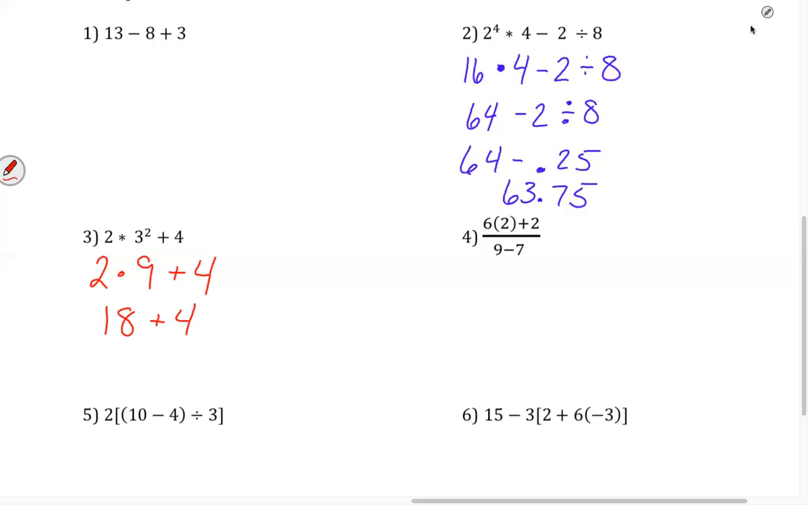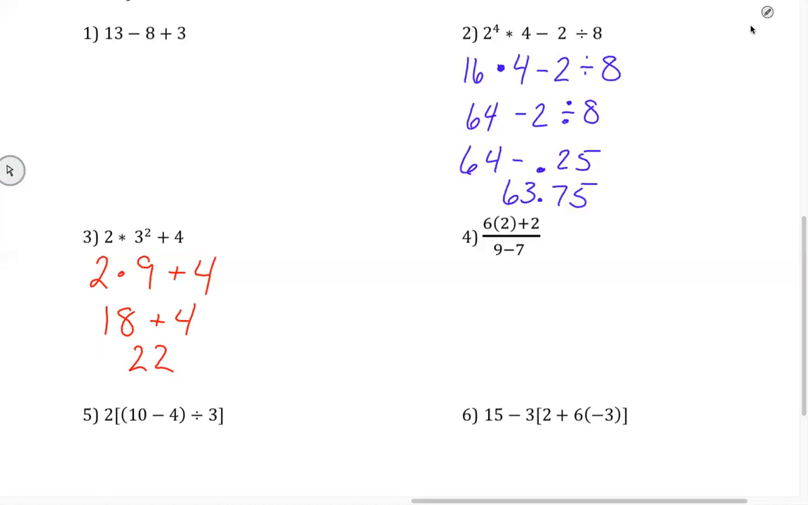And Drew, what's 18 plus 4? 22. Now Michael Jordan's number? No, Michael Jordan's number is 23. Is he? Oh, was one off. All right.